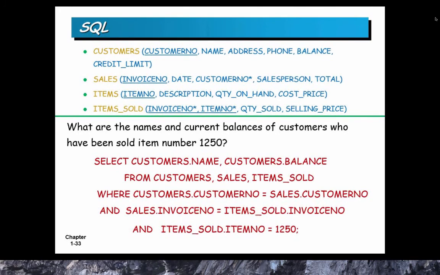Here's a third one. Why don't you take a look at it? What are the names and balances of customers who have been sold item number 1250? So it's a good question. You can link multiple tables together to get at the information you want. So what's happening here? We're selecting the 2 fields we say we want, the name and balance for customers who have been sold item number 1250, and we need to use the customer, the sales, and the item sold tables.